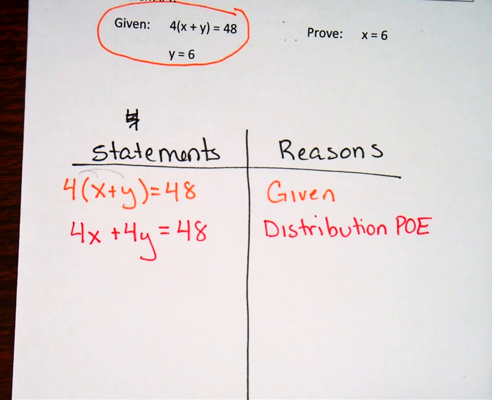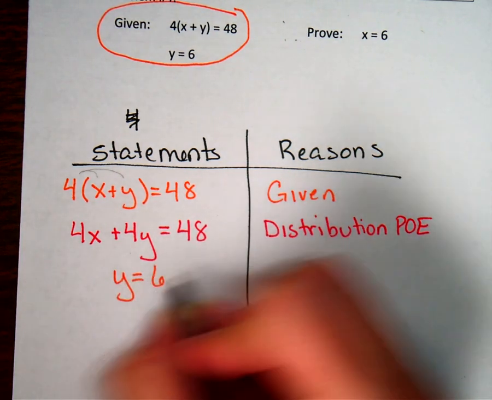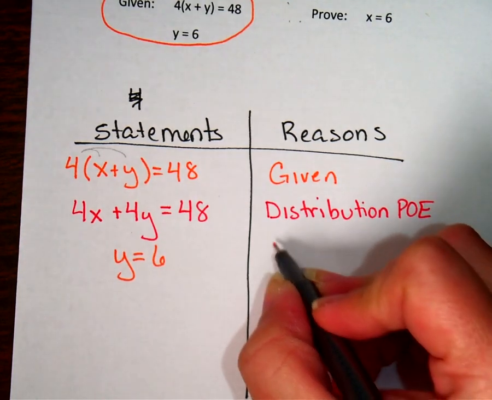Okay? So now I'm ready to look at that second given. The second given is y equals 6. So I'm going to look at that second given, y equals 6, and write that into my proof.